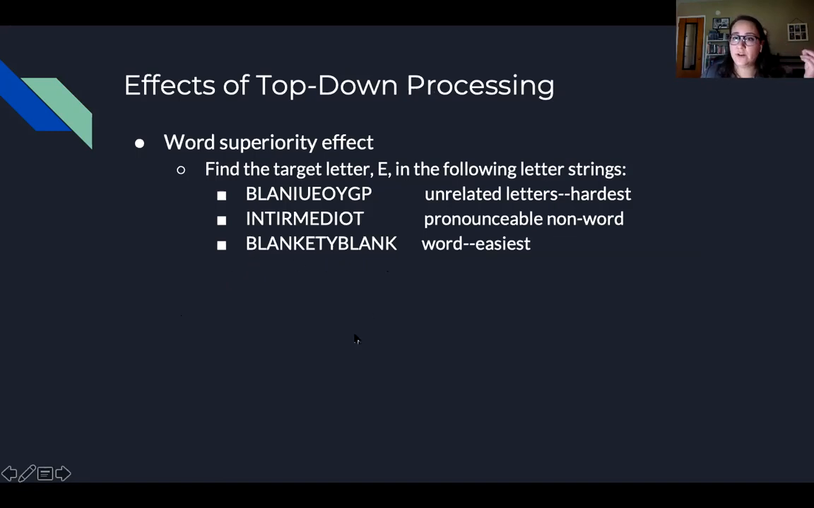And so you're drawing on your previous experience with words to process top-down rather than having to go through, okay, that's a B, that's an L, that's an A, this more tedious, laborious process. But with totally unrelated letters, you might have to go through a little bit more of a B-L-A-N-I-O. Oh, there's the E.